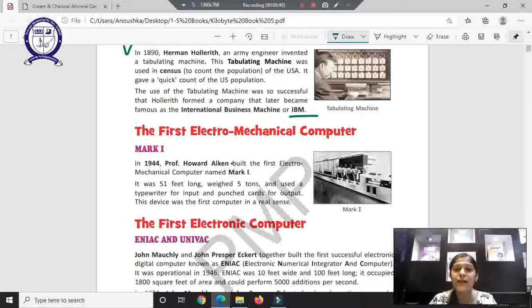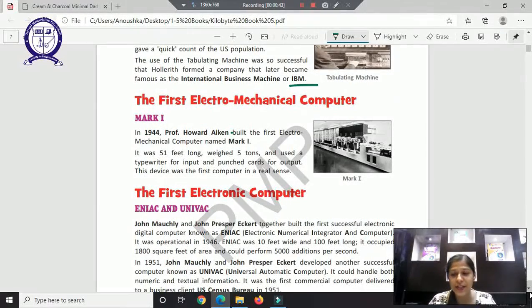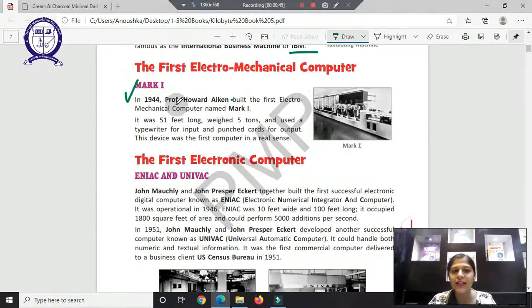Now we look at the electromechanical computers and first electronic computers. Mark 1: in 1944, Professor Howard Aiken built the first electromechanical computer named Mark 1. The speciality of this machine was that it used a typewriter for input and punched cards for output. This device was a computer in a real sense, something that used a keyboard, a typewriter, for input and provided us output.